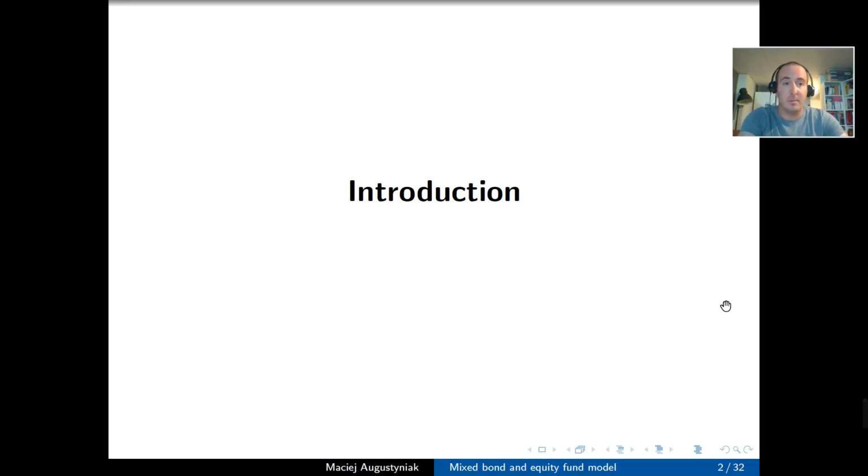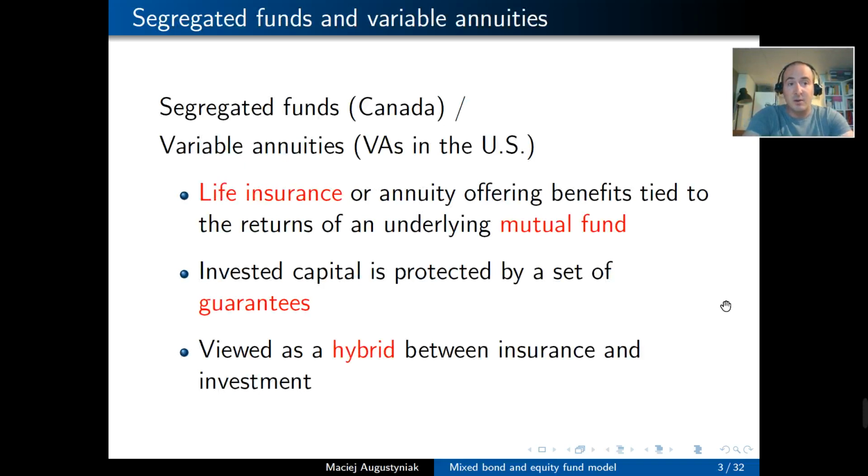So we're going to start with a brief introduction about segregated funds. Segregated funds in Canada, or variable annuities in the United States, are hybrid insurance and investment products. These products typically offer either a life insurance or an annuity to some policyholder, but the benefits are tied to the return of an underlying asset, which is typically a mutual fund. Moreover, the capital that is invested in these policies is typically protected by a set of guarantees. This is why we see that these products have both an insurance component and a financial component.